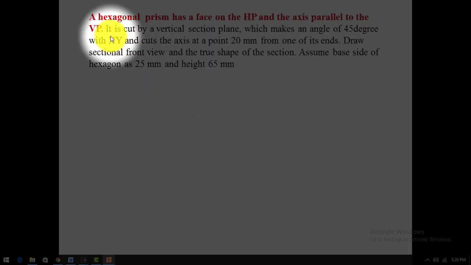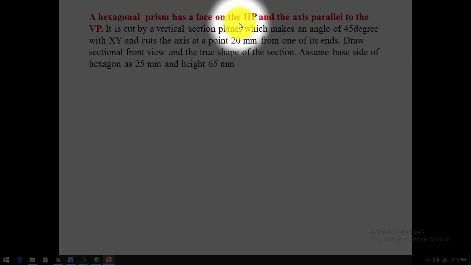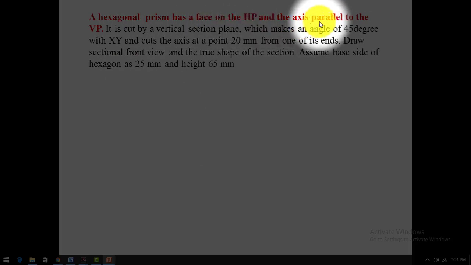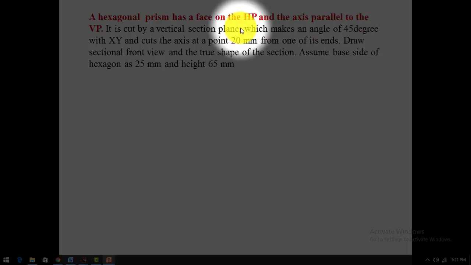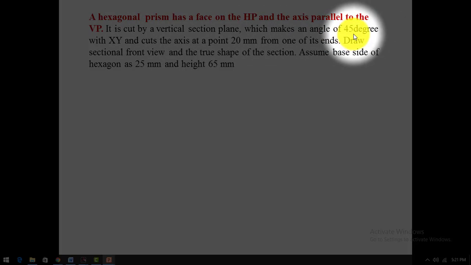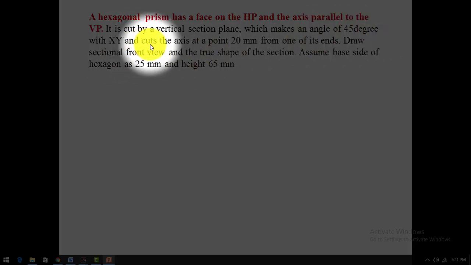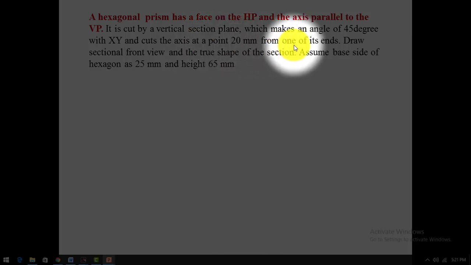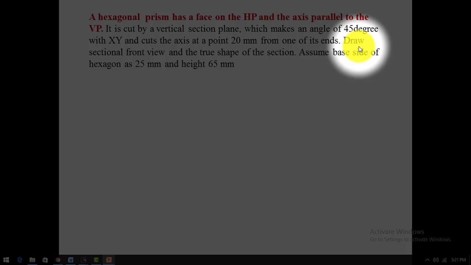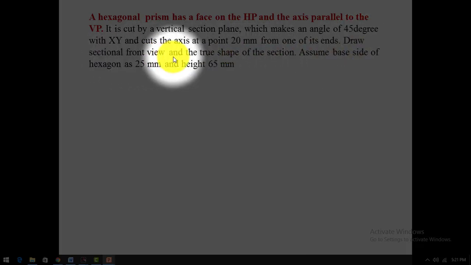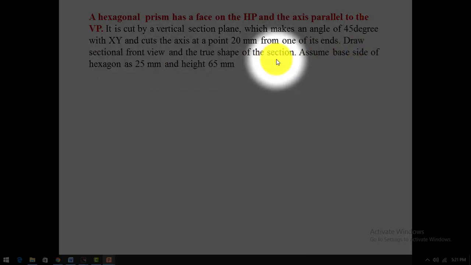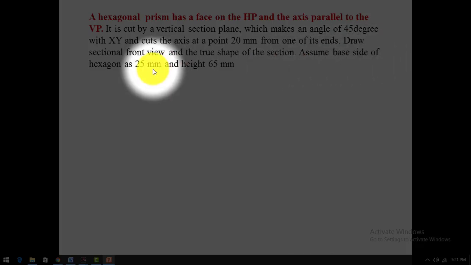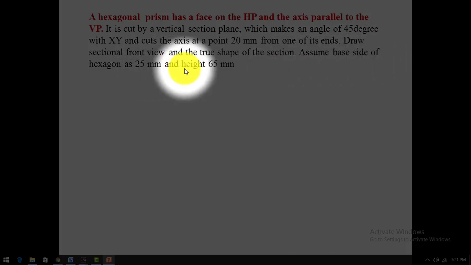The question is, a hexagonal prism has a face on the HP and the axis is parallel to the VP. It is cut by a vertical section plane which makes an angle of 45 degrees with XY and cuts the axis at a point 20 mm from one of its ends. Draw the sectional front view and true shape of the section. Assume base side of the hexagon as 25 mm and height 65 mm.